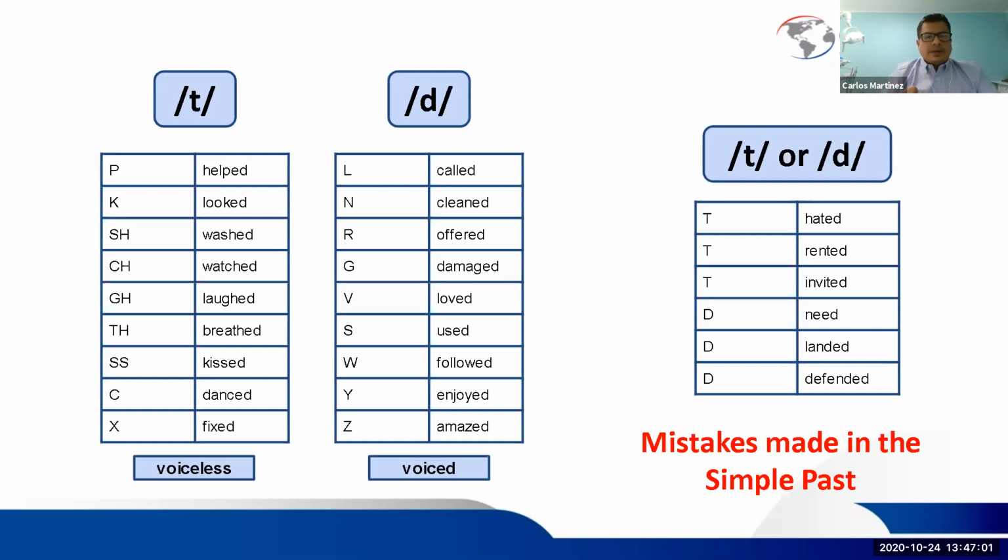Defend, two syllables. In the past, defended, -ed. We're going to add the syllable -ed when the verb finishes in T or D. Now, why is this important?